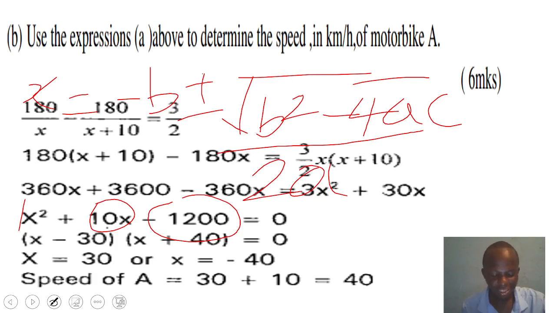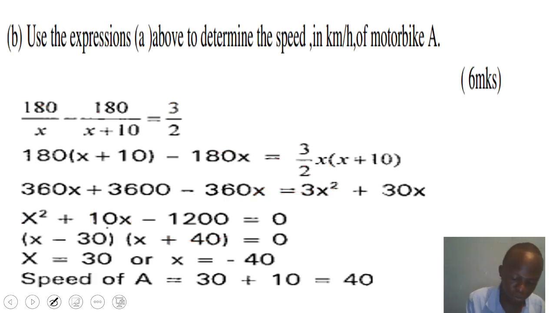But in our case, now that we are finding the speeds, what are we going to do? The speed x is the speed of B. It should not be negative, so we are going to pick this 30, the positive. The speed cannot be negative. This is the speed of B.